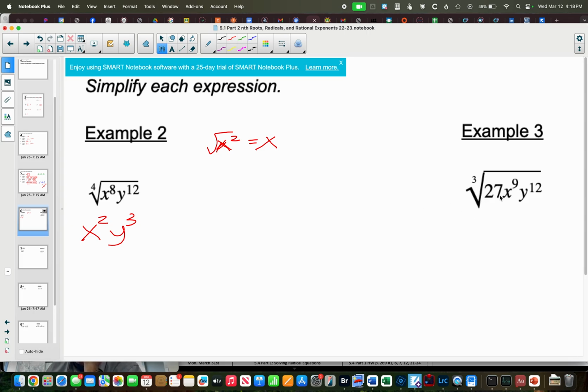Cube root. The cube root of 27 is 3. You're going to do 9 divided by 3, which is 3, so that's x to the third evenly. I don't like the fact that all these are coming out even. And 12 divided by 3 is 4, so we're going to have y to the fourth. I hope these get more difficult.